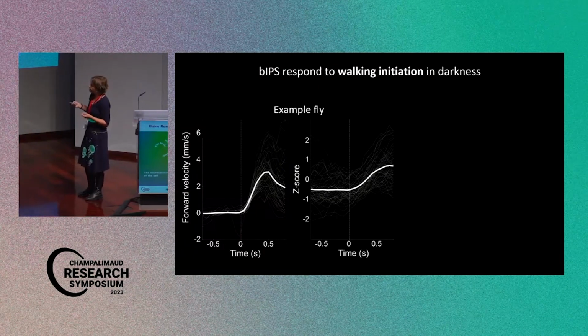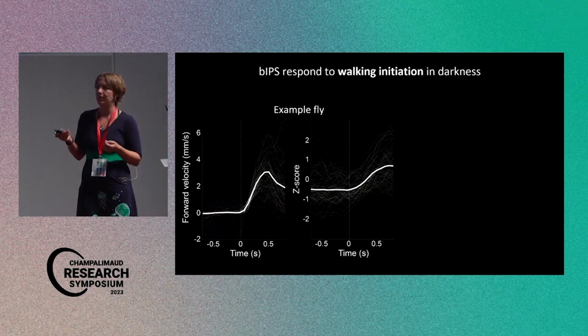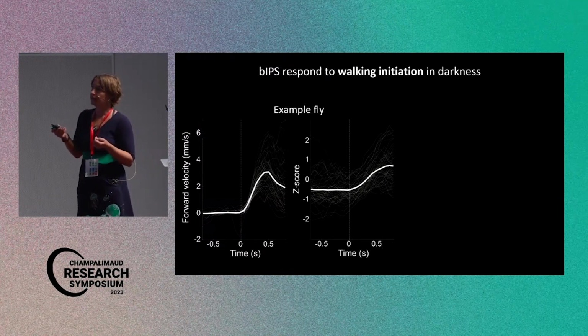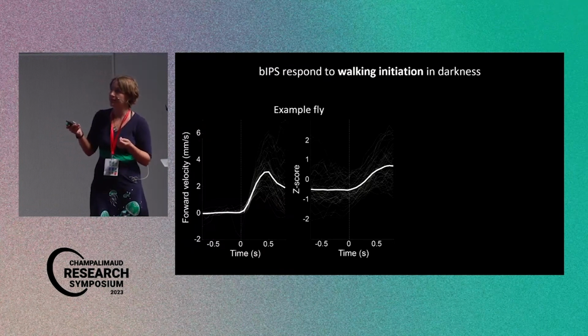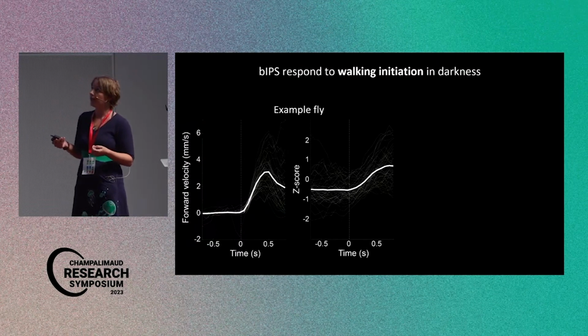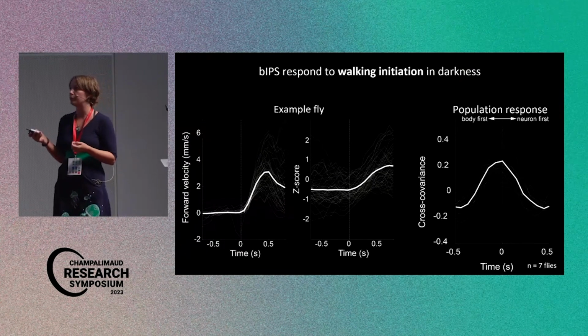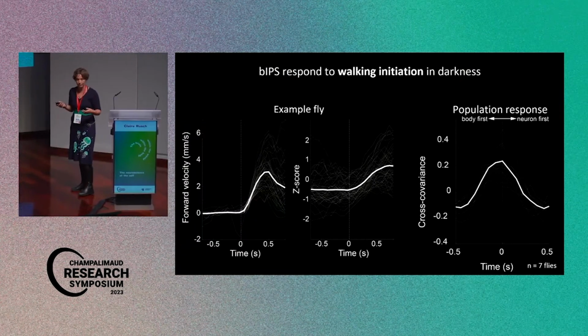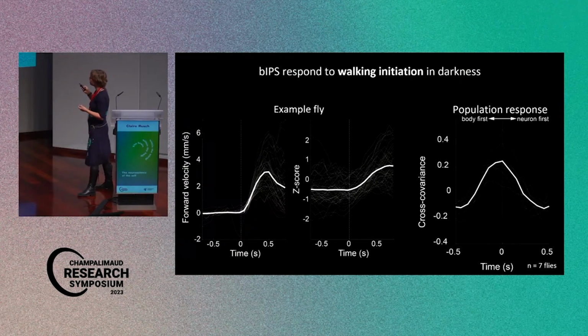And here on the y-axis, you have the forward velocity. On the x-axis, time, with 0 being the initiation. And the same thing for the calcium signal. And I hope you're also able to see that there is this increase in calcium response when the fly starts to walk. And if we look at the cross covariance between the forward velocity and the calcium response, we see that there is this beautiful covariance between the 2 variables.